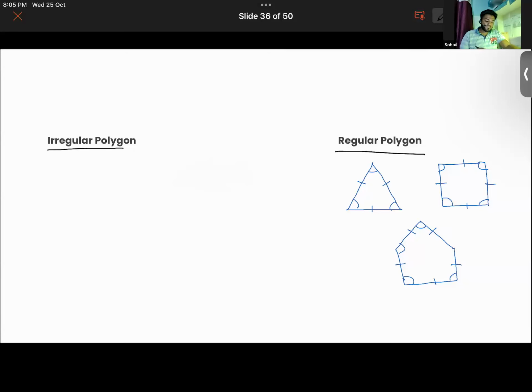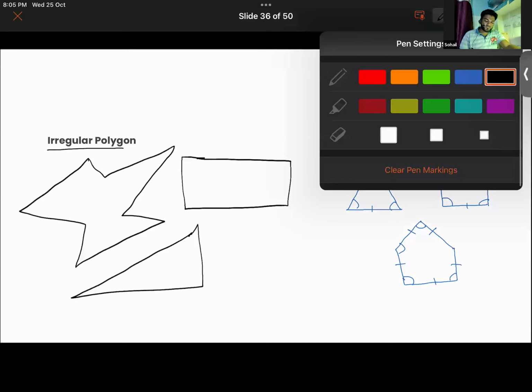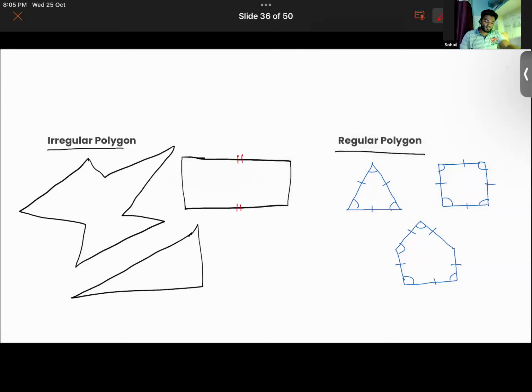Yes, sir. And then you have figures like this, for example. So here, what do we observe? That it's not necessary that the angles are equal. Exactly. Getting it now? So that is the thing with irregular polygons. Neither the interior angles of an irregular polygon are equal, nor are all the sides equal to each other.